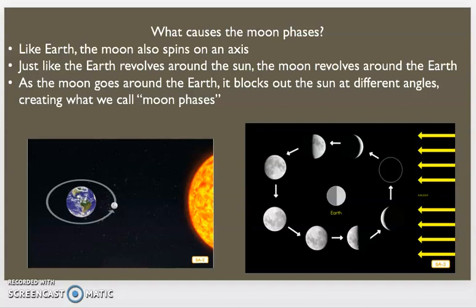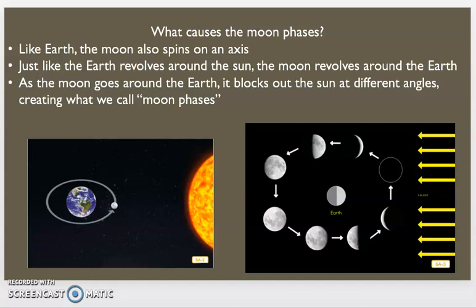So just like the Earth, the moon also spins on an axis. So the same part of the moon is always facing the Earth. And just like the Earth revolves around the sun, the moon revolves around the Earth. So we can see in that very first bottom left-hand picture, the moon is going around the Earth, and it's constantly going around the Earth. And because it's going around the Earth, it's blocking out the sun at different portions as it's going around. And we can see that in the second picture in the right-hand corner. As the sun rays are coming in, the moon is blocking that part of the sun.